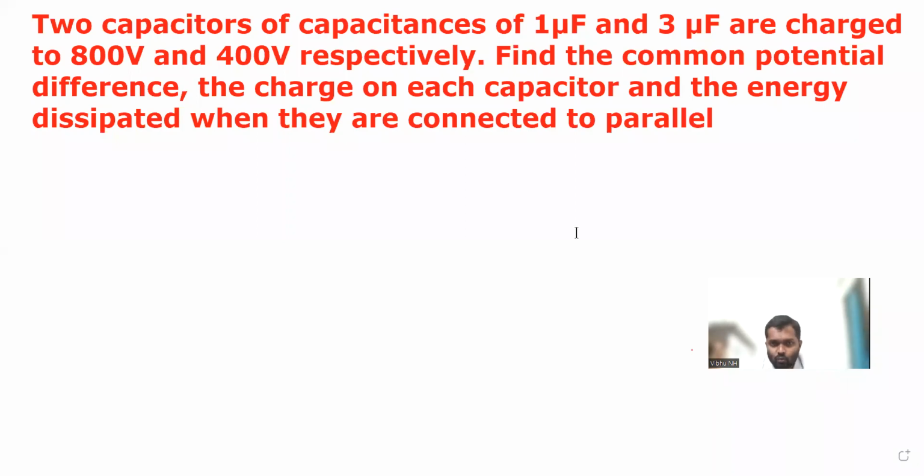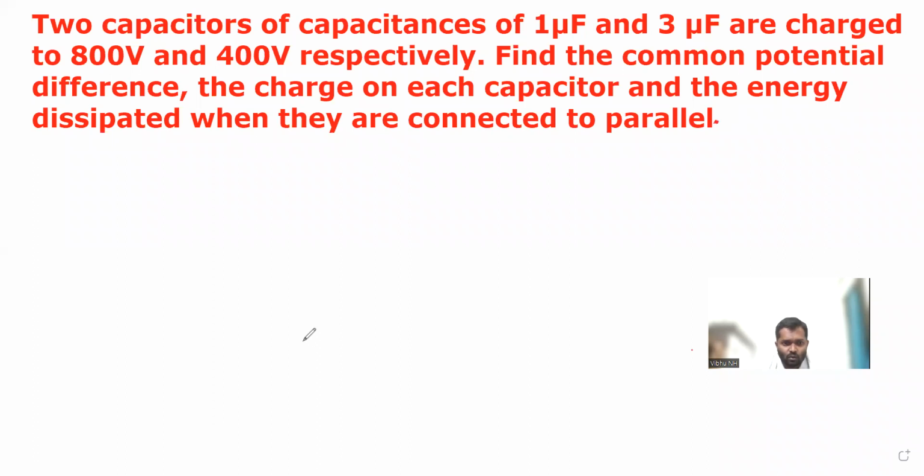Hello all. In this video, I'm going to discuss one of the important numericals taken from the second chapter. Here is the question. Two capacitors of capacitance 1 microfarad and 3 microfarad are charged to 800 volts and 400 volts respectively. Find the common potential difference, the charge on each capacitor and the energy dissipated, lost, when they are connected in parallel.